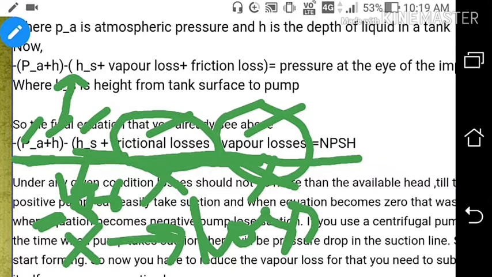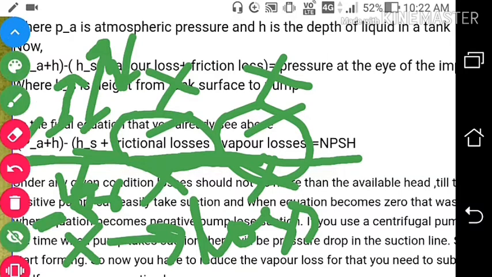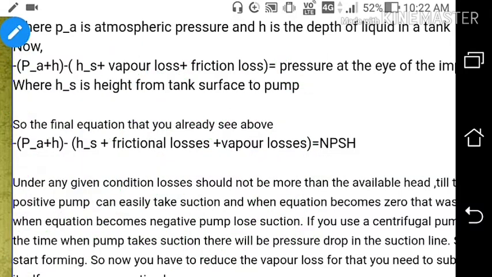So for vapor losses, we have to reduce the vapor losses. How can we reduce the vapor losses? By decreasing the temperature of the liquid flowing into the pump. Frictional losses, reduce the frictional losses, and make the tank above the pump. So install the pump below the tank level at a certain height. This we can increase or decrease; this is in our hands. So this is all about the NPSH. This is the formula for NPSH, you can see over here.